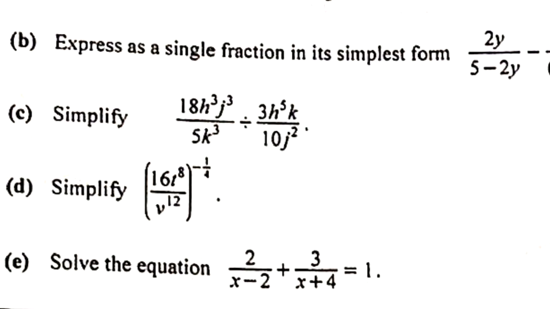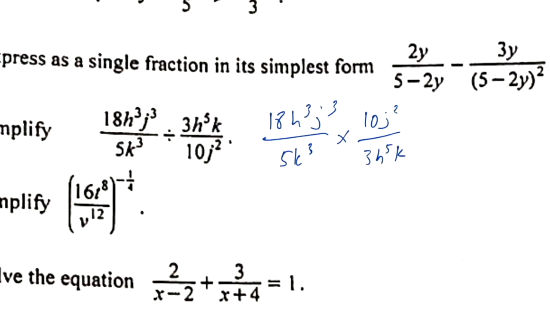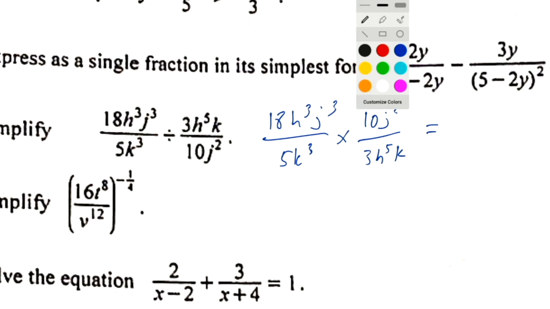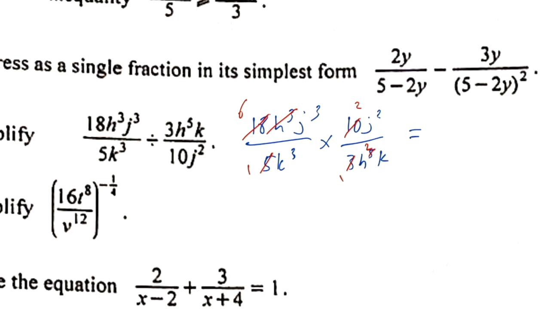Okay, so you got that answer. Let me go through and check. I'm going to write on the board. h cube, j cube. So we change to times 10j square over 3h by k. Okay, so do some cancellation. I'm going to use the color. This is 6, this is 1. h cube, h is gone. It's left with 2j. Okay, so that's all we can cancel.